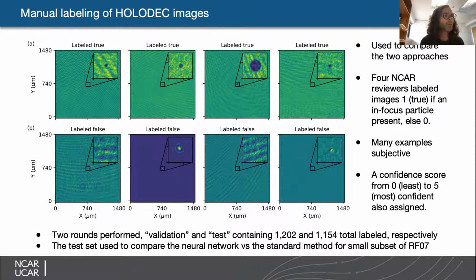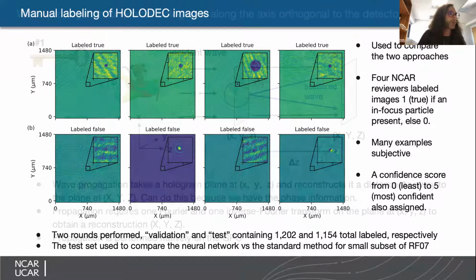Okay. So we did two rounds of this. We're going to call them the train and the validation splits, and I'll explain how I use these later. Round 1 contained about 1,202 examples, and of the 1,202, 367 were labeled to contain an in-focus particle. Round 2 contained 1,154 examples, and there 890 of them were labeled to be in focus. So they're not quite perfectly balanced, but they're not too imbalanced either. Okay, so I'm just going to keep going.